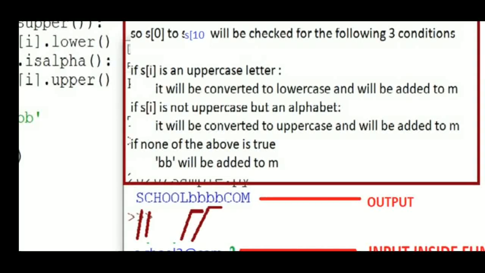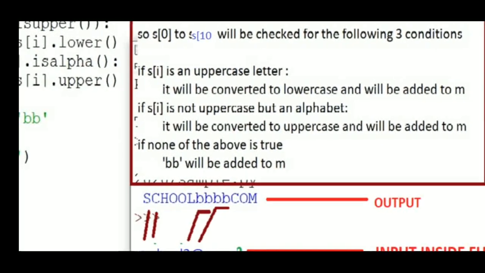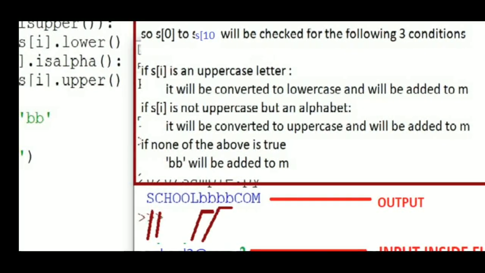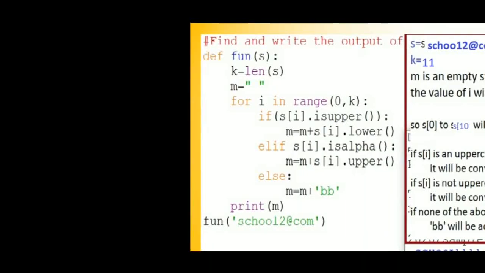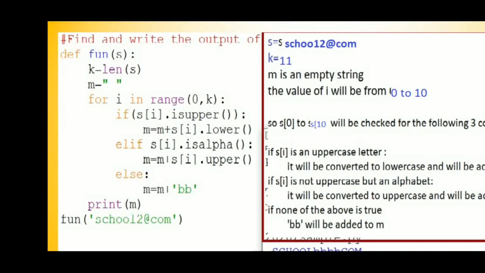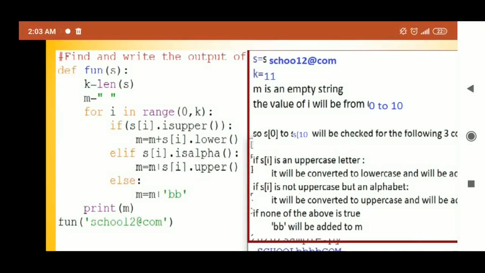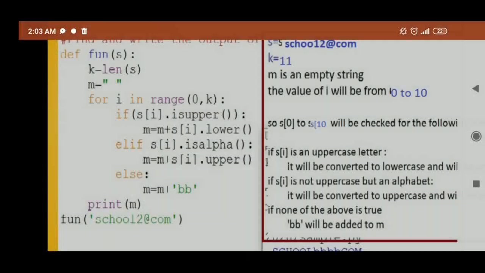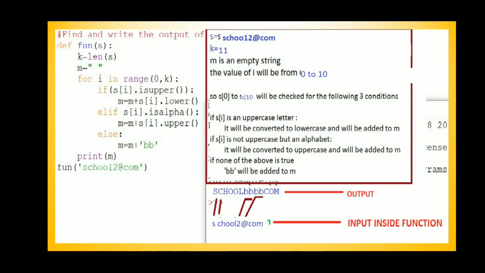So this is the second condition, and the third condition is if none of the above is true. That means if s[i] is not an uppercase letter, neither is it an alphabet, then s[i] will be replaced by BB and it will be added to m.